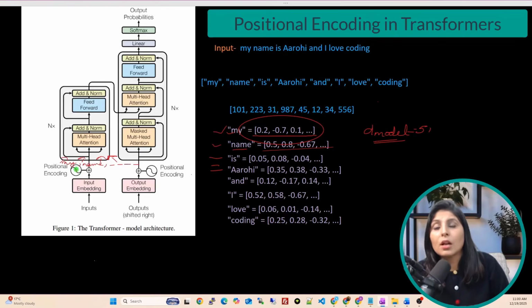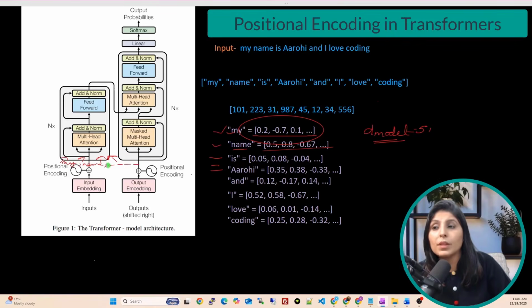So, to tell the transformer which token is at which position, we add positional encoding. If you add positional encoding, your transformer will understand, okay, my token is at the first position, and after my, the name token is there, and the third token is is, and the last token is coding, and the second last token is love. It will understand the position of each token. So to give the position of each token, we use positional encoding. Now, how we use positional encoding, what is the logic we follow, what is the maths behind it, all that part we will cover now.